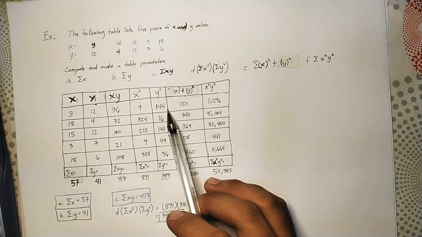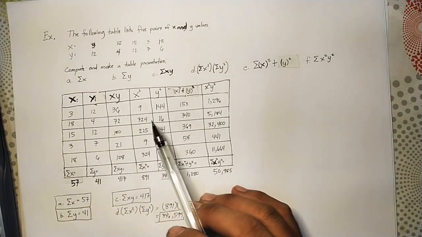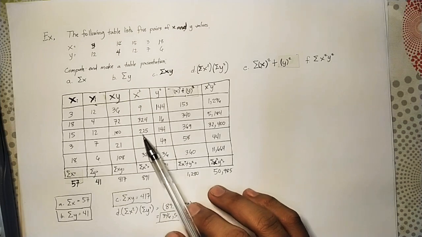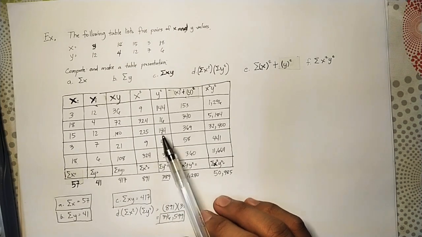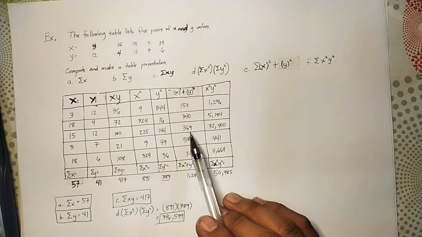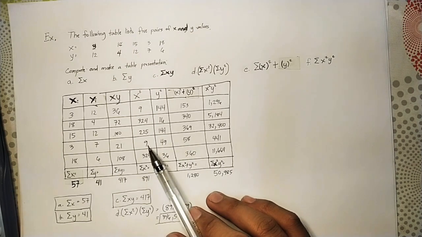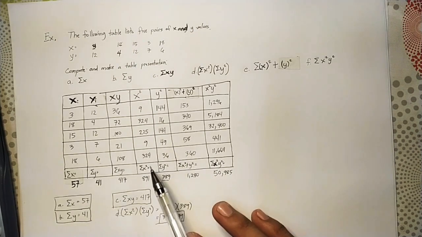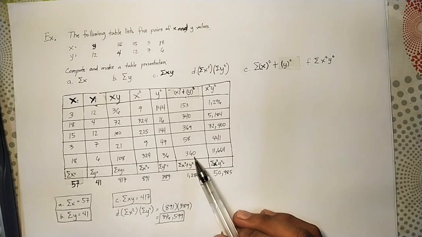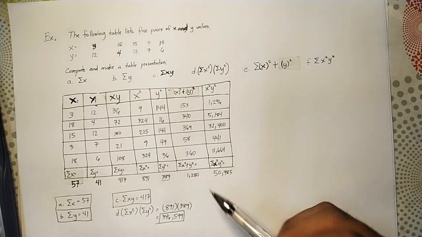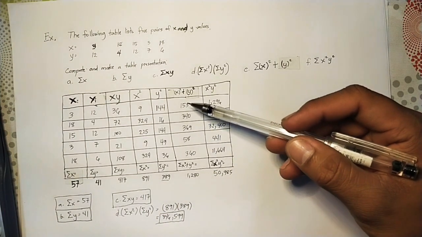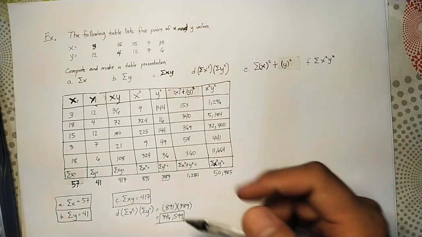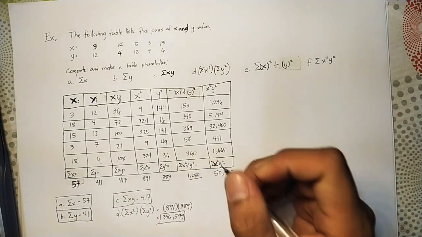So, 9 plus 144 is 153. 324 plus 16 is 340. 225 plus 144 is 369. 9 plus 49 is 58. 324 plus 36 is 360. So, just compute or add all of these values. So, the answer for that is 1,280.